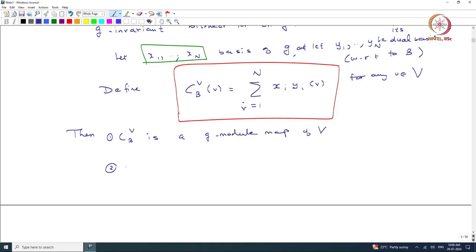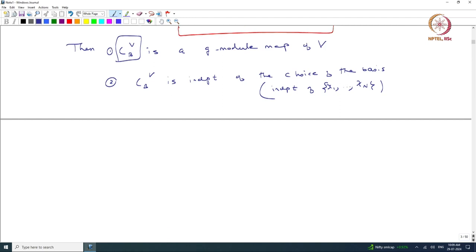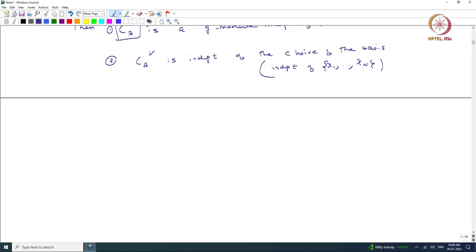And not only that, this is independent of the choice of the basis, that is, independent of x1 etcetera xn. Note that once you fix x1 etcetera xn, then y1 etcetera yn is already fixed with respect to this bilinear form B. So let us verify this. We already did this calculation. That C_B of V is indeed a G module map, I will leave it to you to check again. Now we will prove the second statement.